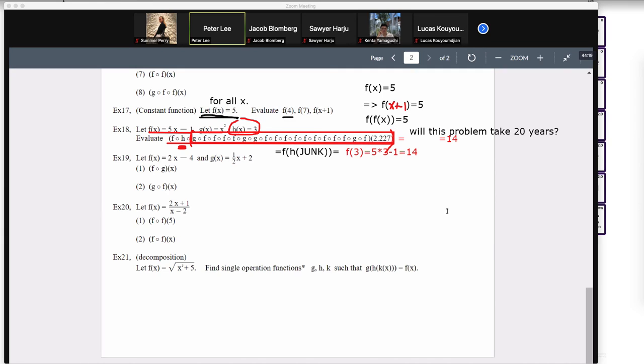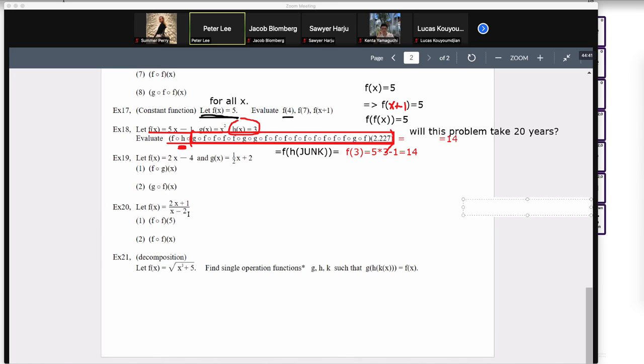So that's it. Okay, any question on example 17 and 18? Everybody understand this? Capiche? Claro? Entiende? Okay, good. Okay, it's all claro, right? Okay, now let's look at example 19 and 20.